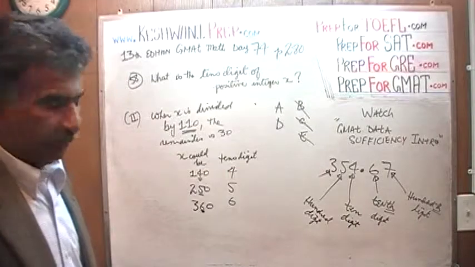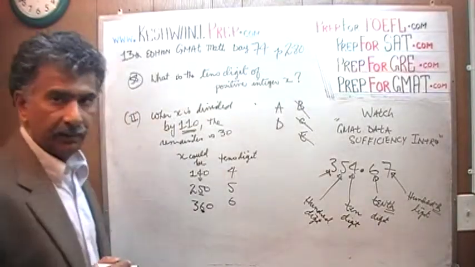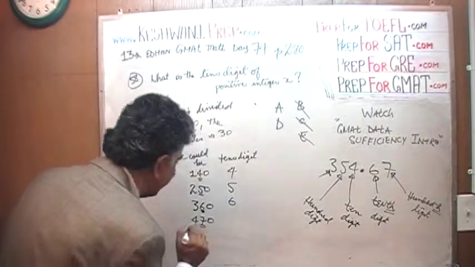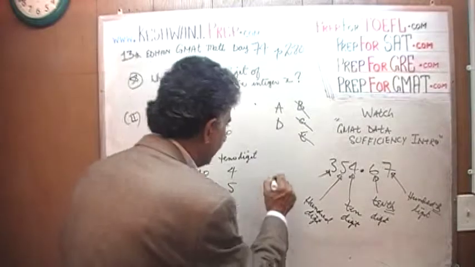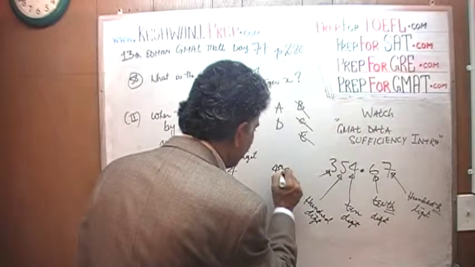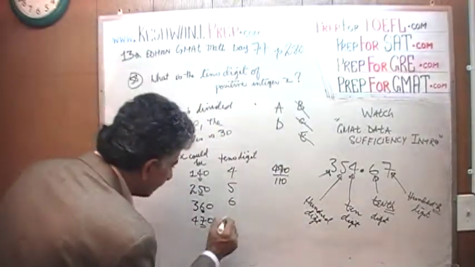We can stop, but I'm going to keep on going for a couple more times. Or we can have another one. Let's add another 110 to it. It will be 470. 470 divided by 110, well, 440 would have been 4 times, and we would have a remainder of 30. But now the tens digit is 7.